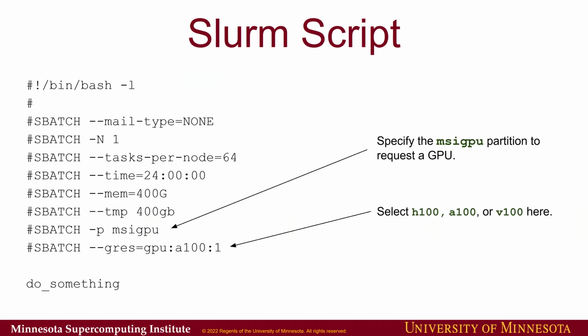So if you want to request a GPU for your job, for a batch job, you would probably want to use the MSI GPU partition, though it's not necessary to use this one. You can use the interactive GPU partition as well. You specify the MSI GPU partition, and then you specify your resource. So you add this extra line with GRES, which stands for generic resource, and you specify you want a GPU, then you specify what model GPU you want, and then what number of GPUs you want. Next slide.